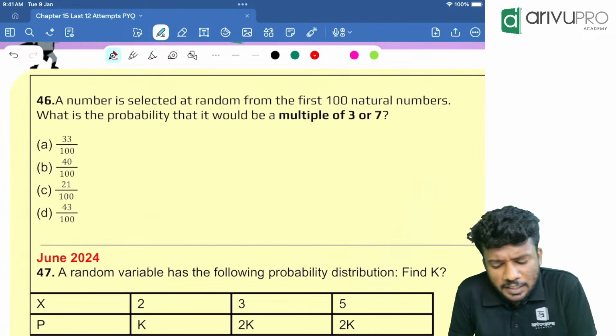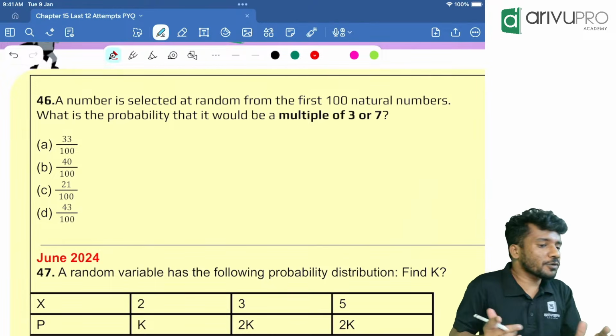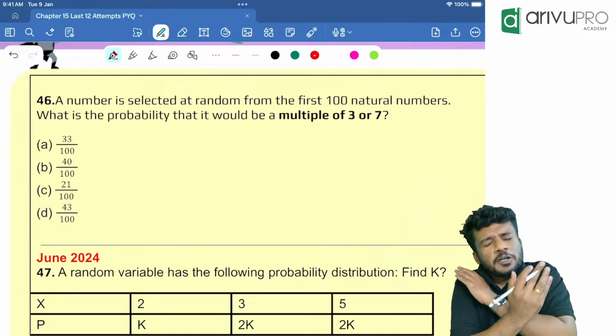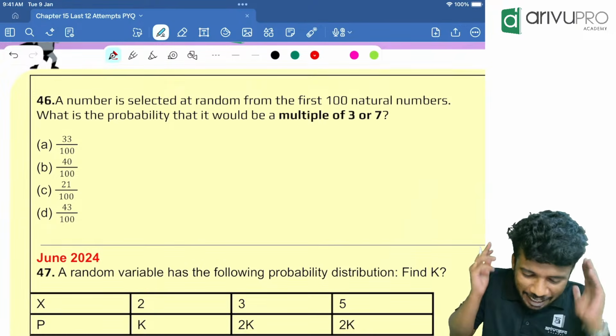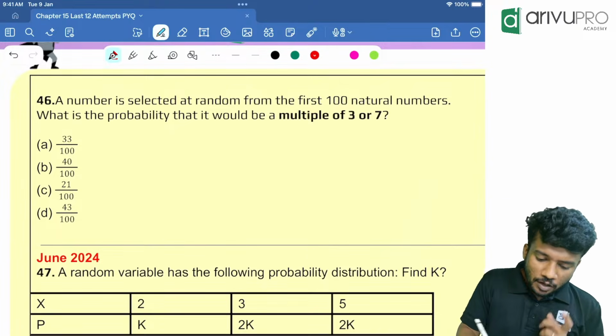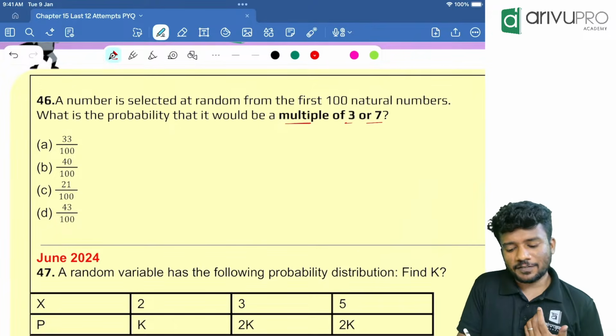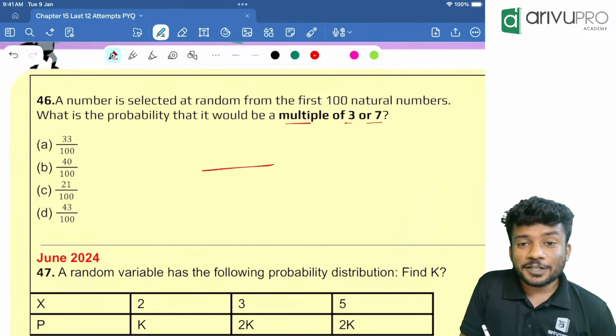A number is selected at random from the first natural. Again, people, I am telling you, this type of question is very important. It is repeated a lot of time. Okay. A number is selected at random from the first 100 natural numbers. What is the probability that it is a multiple of 3 or 7 is the question, people. I told you what is the shortcut.